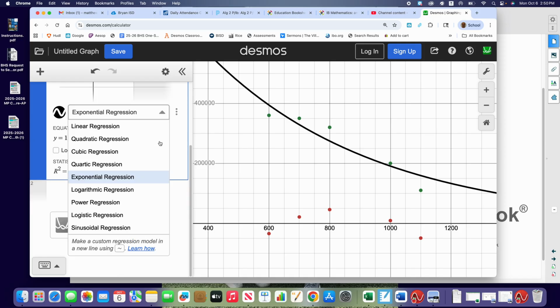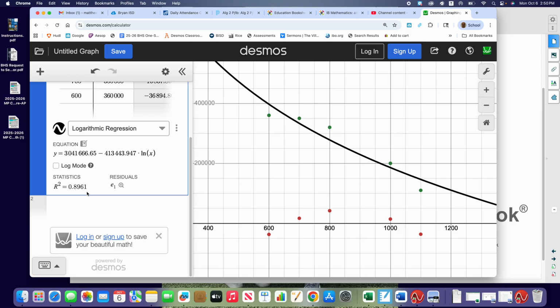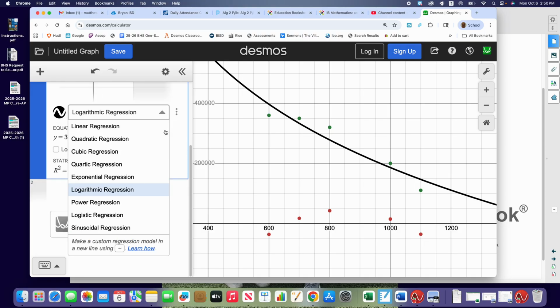If I click here and go take a look at a logarithmic regression, I just want you to see it. Actually, that one didn't do it, did it? I think it's because of the nature of the data. Sometimes that will actually fix it and put that in as well, but it didn't do it either.